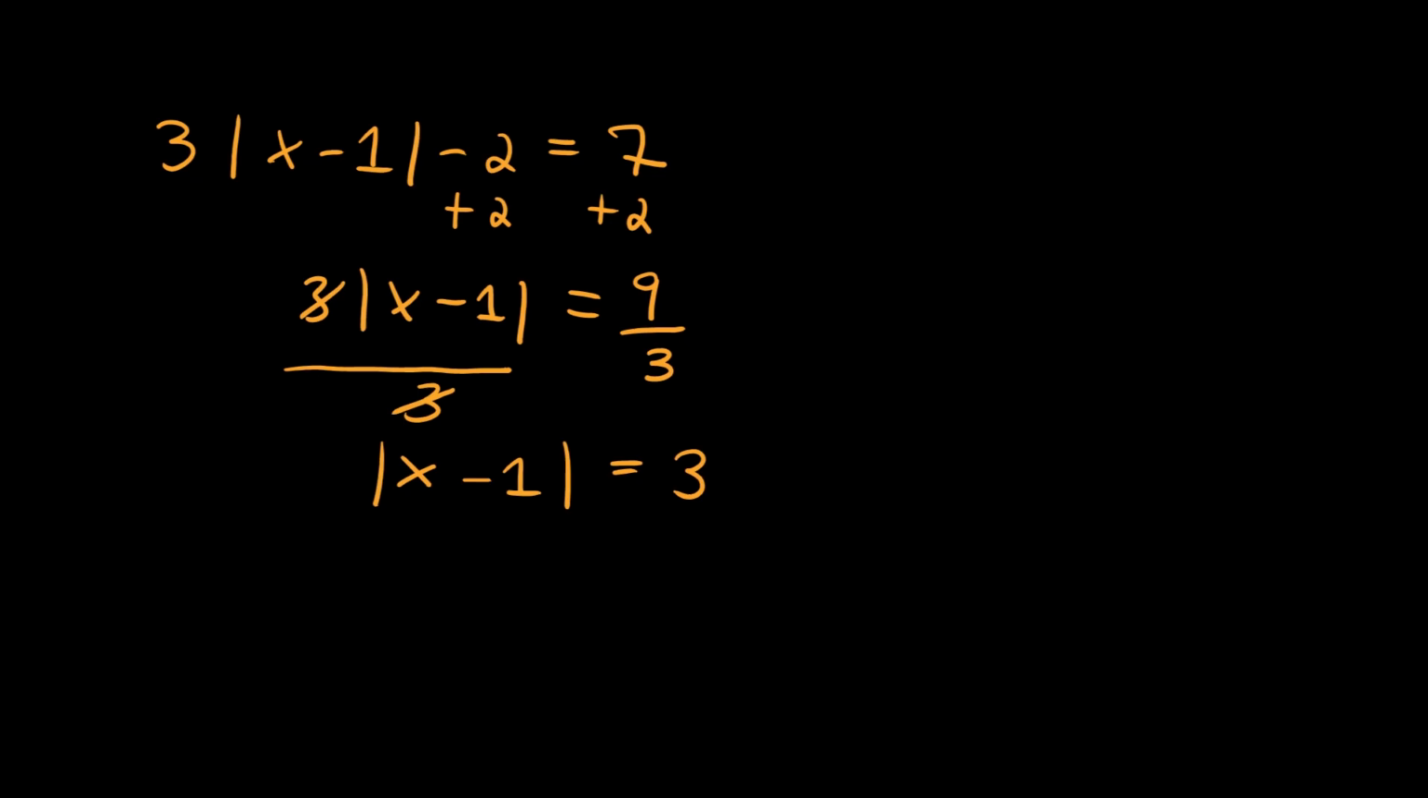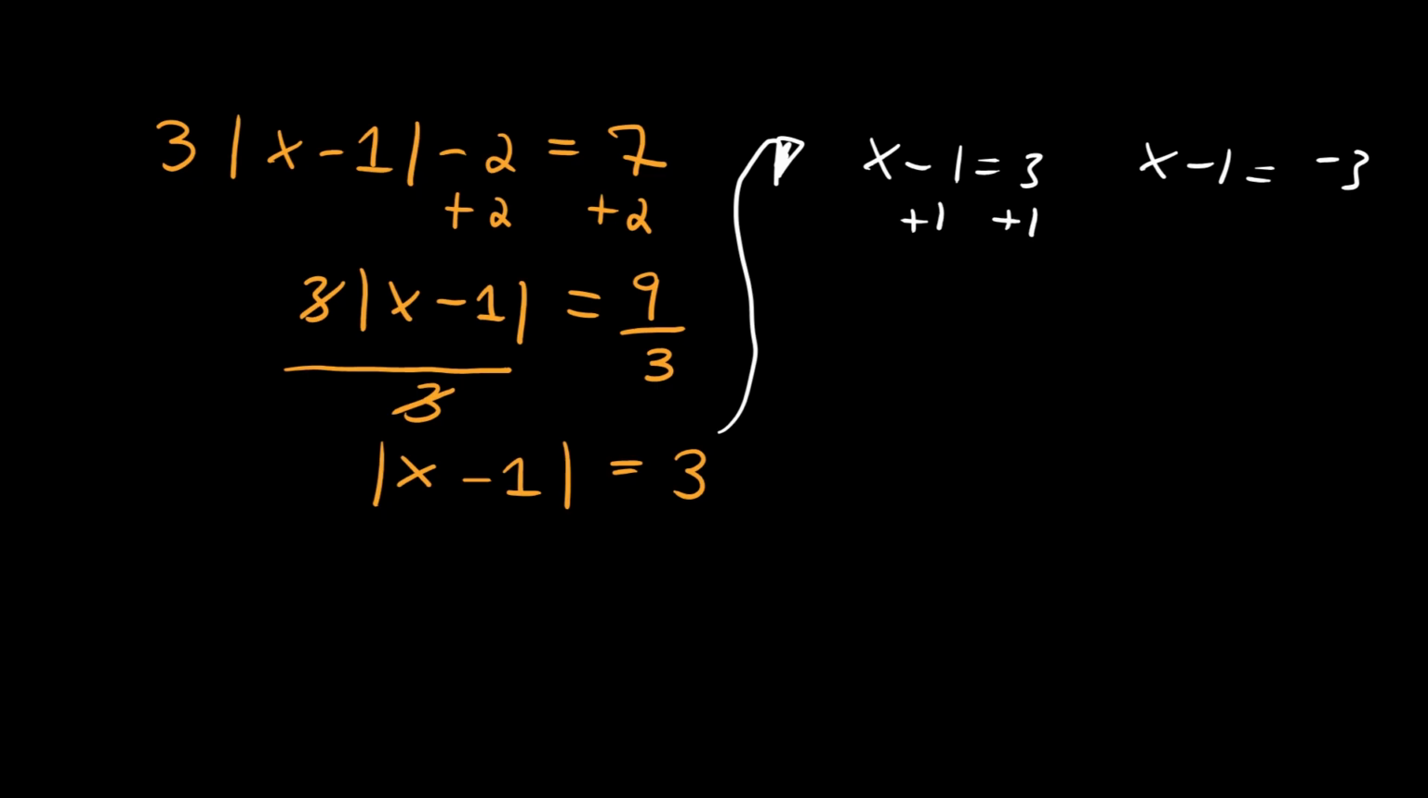Now we can go ahead and further solve this problem and find the absolute values. Let's go ahead: x minus 1 will be 3, and x minus 1 will be negative 3. This will be plus 1, plus 1, so x equals 4. This one will be plus 1, plus 1, so x will equal negative 2.